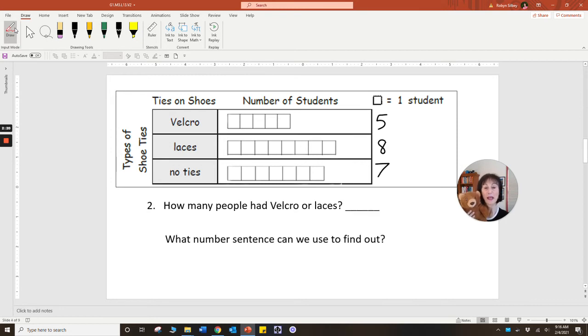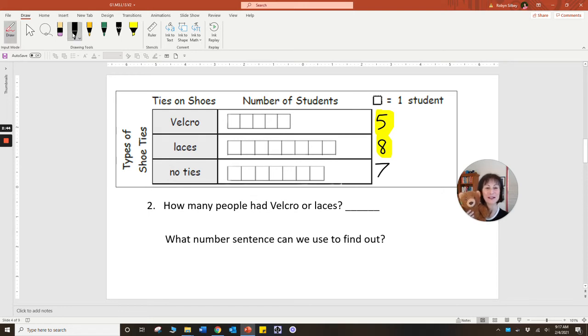How many people had Velcro or laces? In this case, we're going to add the number of people that had Velcro with the number of people that had laces. Please do that and write a number sentence on your whiteboard. Press play when you're ready to check.